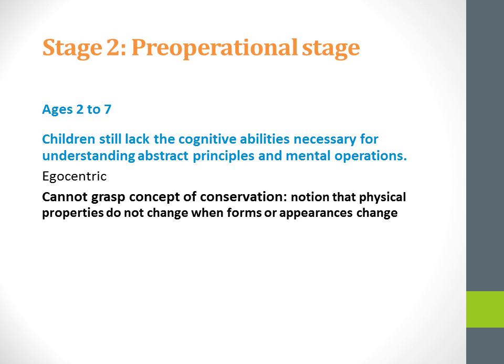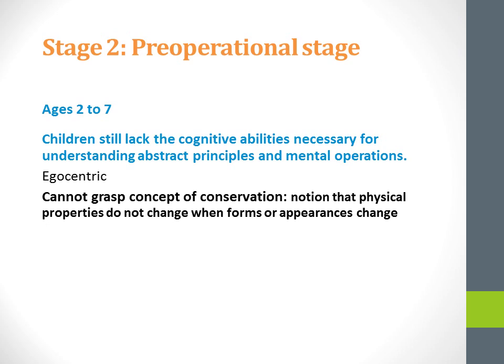Stage 2, the pre-operational stage. This is between about ages 2 to 7. And for all of these stages here, the age range is approximate. So some kids will reach this stage earlier than 2 years of age. Some kids will reach it slightly after 2 years of age. So just know that these are approximations.